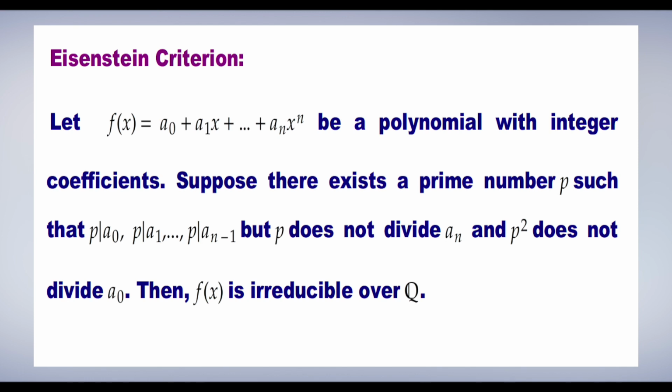Let f(x) = a0 + a1x + and so on + an x^n be a polynomial with integer coefficients. Suppose there exists a prime number p such that p divides a0, p divides a1, and so on, p divides an-1, but p does not divide an and p^2 does not divide a0. Then f(x) is irreducible over Q.